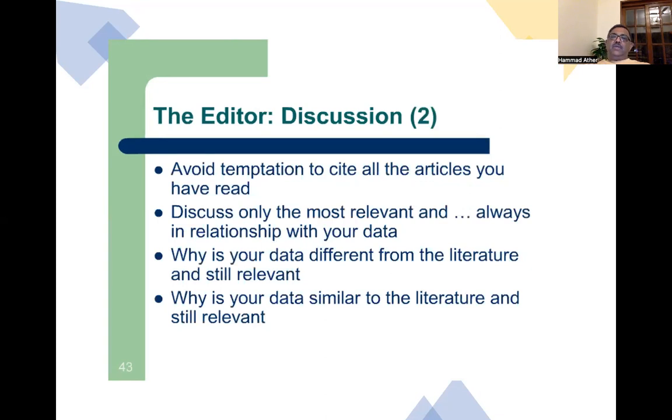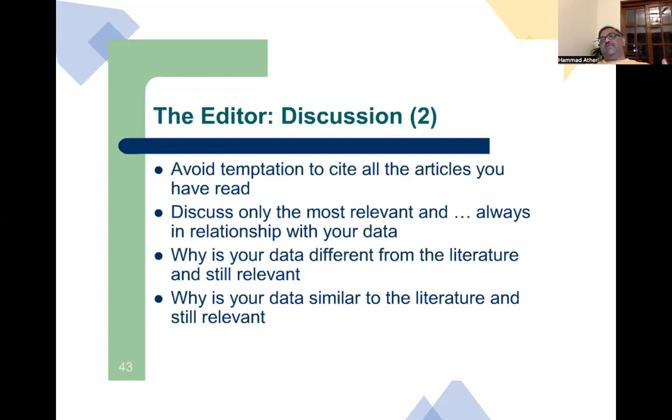Again, when the editor looks at your discussion, you should avoid the temptation of citing all the articles that you've read on the subject. You only describe pertinent and significant articles related to the area that you're discussing. So determine what is the most relevant, and always in relationship to your data.